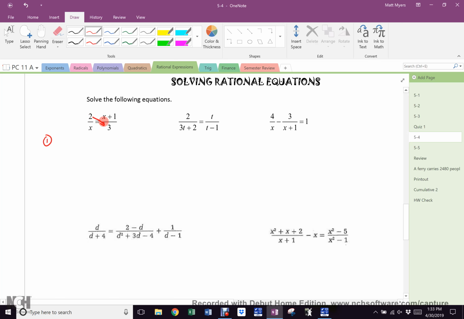What is 2 times 3? 6. What is x times x plus 1? So, x squared plus x minus 6 equals 0. X plus 3, x minus 2. X equals negative 3 or positive 2. X is not allowed to be what? 0. So are those the right answers?